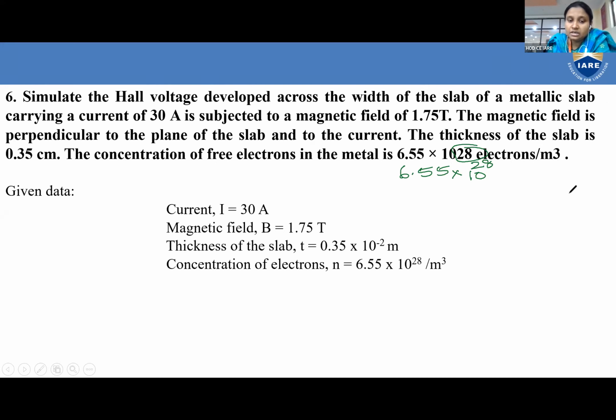So looking at the data, what is given? Current is given, which is 30 amps. Magnetic field value is given, which is 1.75 Tesla. And what is the thickness of this slab? It is 0.35 centimeter. But we know that 1 centimeter is 10 power of minus 2 meters, so this is the value in meters. And of course, we were given the concentration of electrons, N, which is 6.55 into 10 power of 28 electrons per meter cube. And what do we need to find? We are supposed to find the Hall voltage VH.